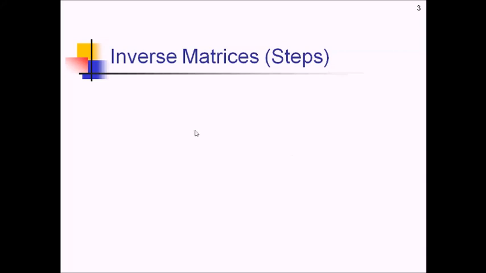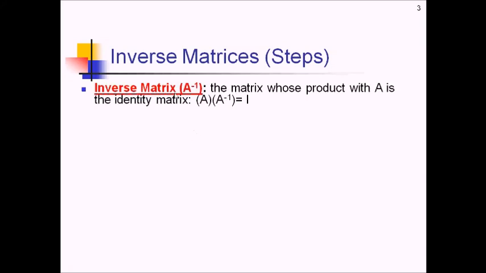So let's talk a little bit about inverse matrices. An inverse matrix, which we write as A inverse, with the little negative one up there, is the matrix whose product with A is the identity matrix. In other words, if you multiply A and A inverse together, you're going to get the identity.